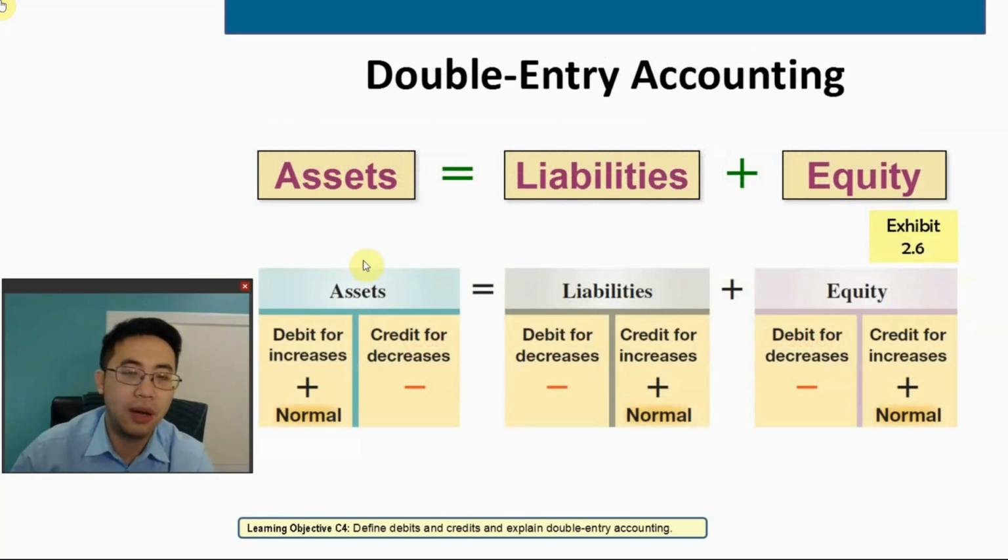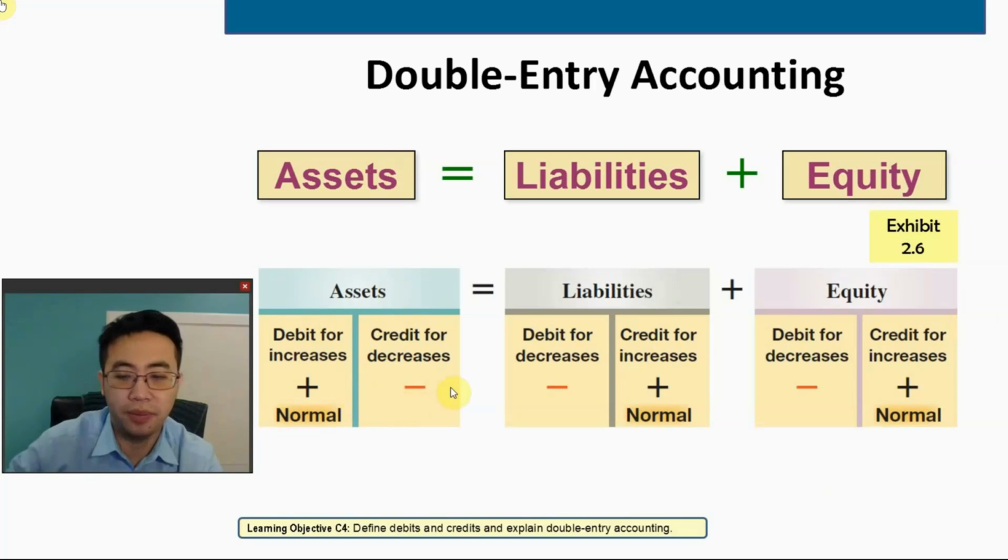Right here, it comes to our most basic accounting equation: assets equals liabilities plus equity. If you just look at assets and equity, let's ignore liabilities. We did this practice when an owner put $30,000 cash in equity. What happens is equity increased by 30,000 and cash, as part of assets, increased by 30,000.